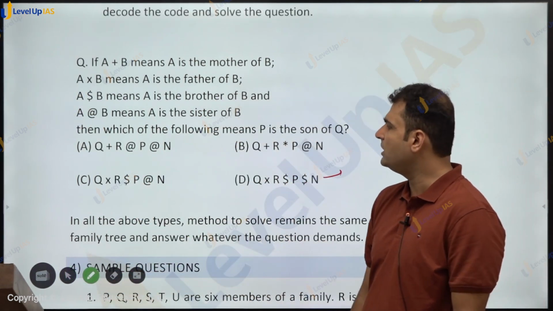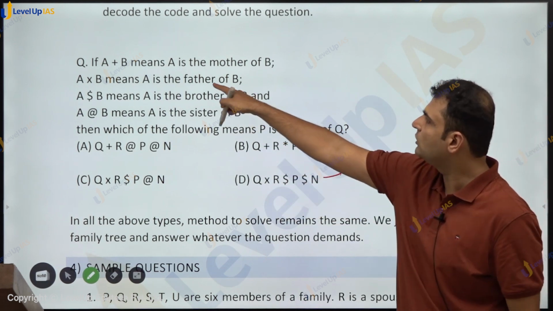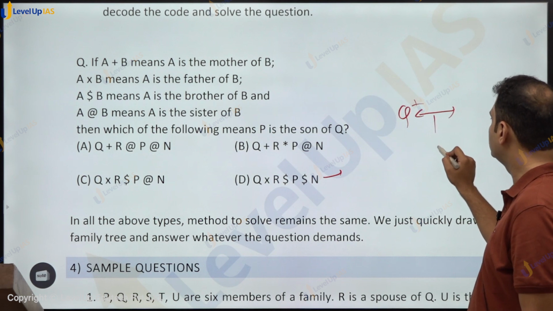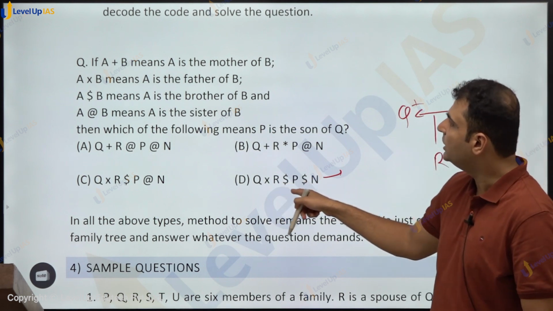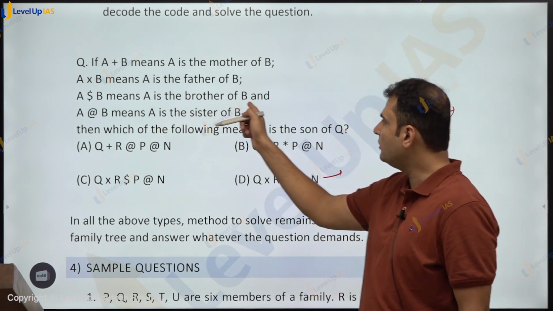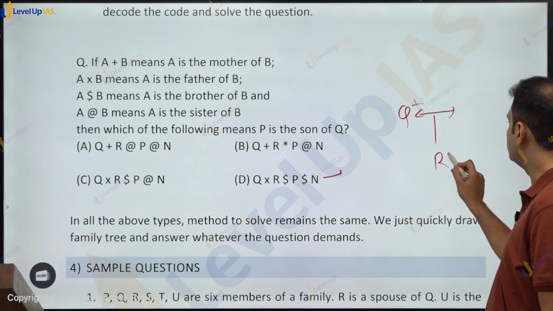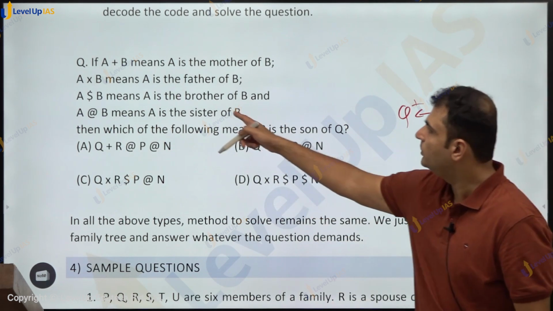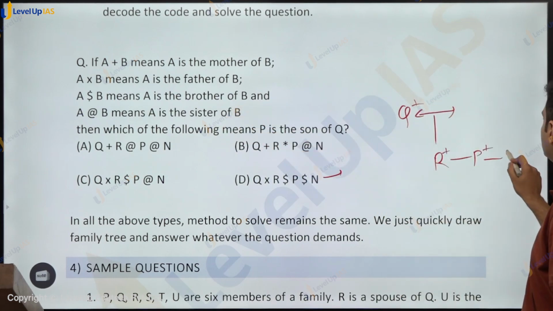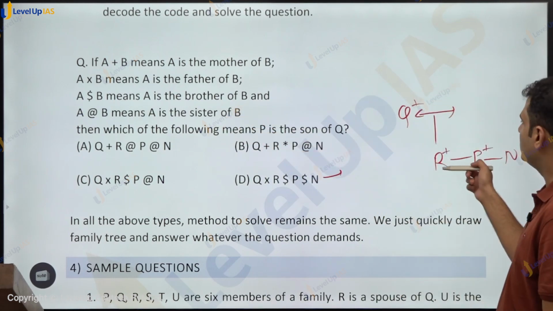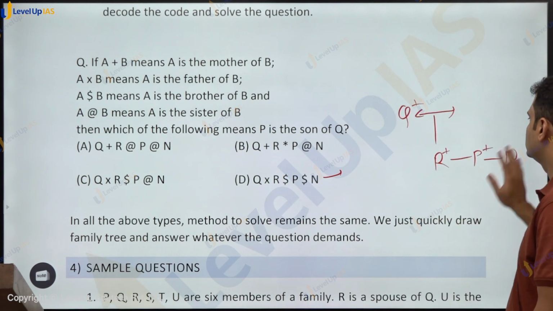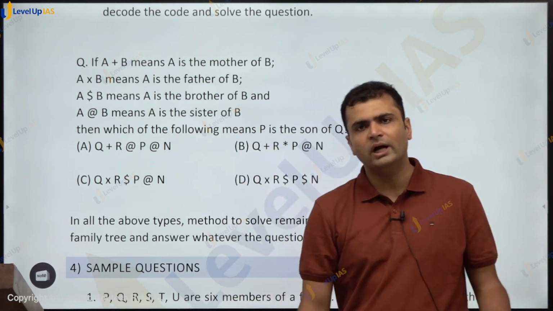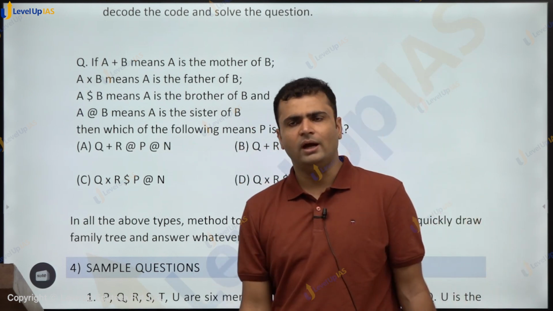But let us try to draw this diagram. Q cross R. So meaning Q is father of R. R dollar P. So meaning R is brother of P. Then P dollar N, which is P is brother of N. Does this mean P is son of Q? Definitely. So answer here is D. This is how you will draw the family tree. If elimination is possible, do that. If not, draw all the 4 family trees quickly and get the answer.